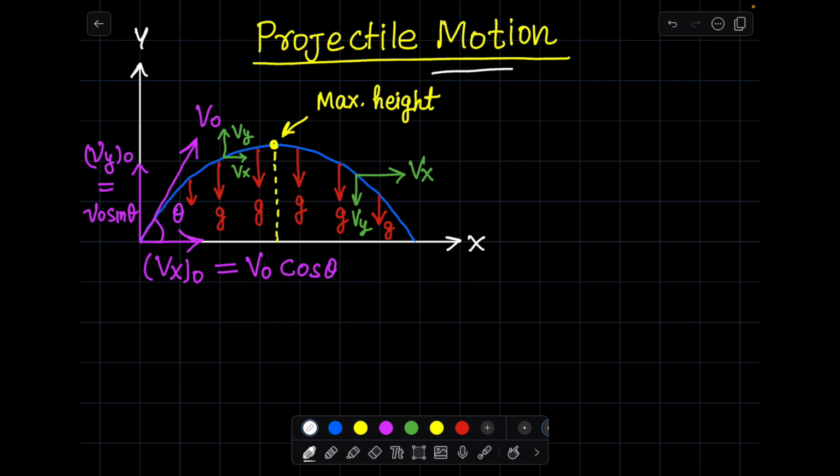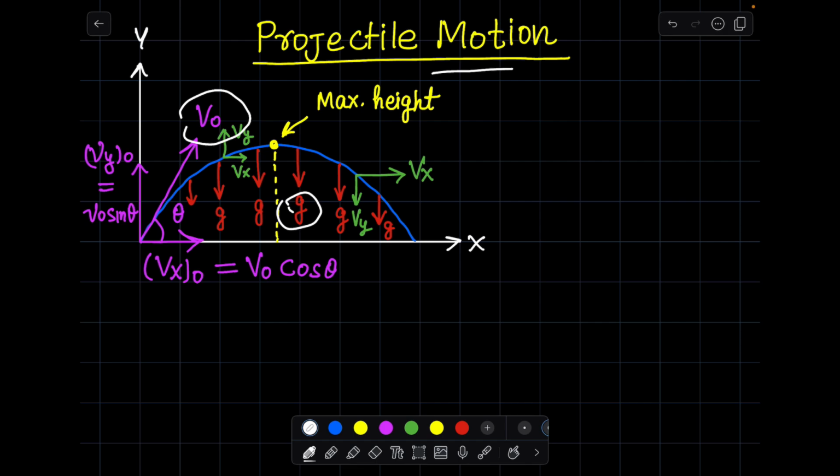So let's get started. By definition, we can say that projectile motion is a form of motion experienced by an object that is projected into the air, and it is influenced only by the force of gravity and its initial velocity. A classic example is throwing a ball. When you throw it, it follows a curved path, which we call a parabolic trajectory.